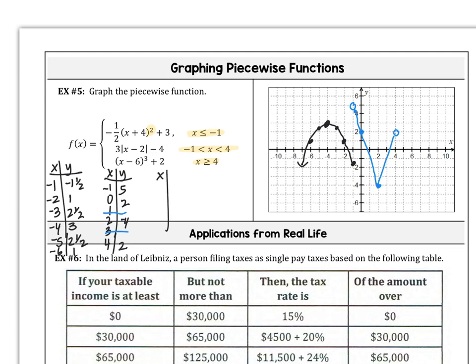And then this last one. This is a cubic one, right? So cubic, but we got to start at 4. So I'm going to do 4, 5, 6 and see what happens. Okay, so 4 would be -6. 5 would be 1. 6 would be 2. 7, 3. 8, 10. That's probably too far off my graph. Okay, so 4, -6. Closed circle.